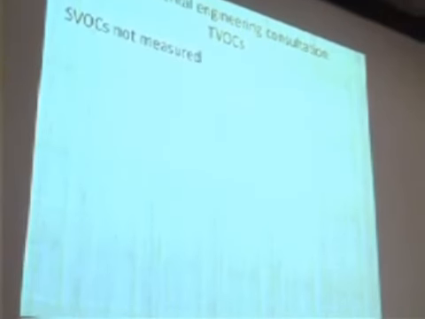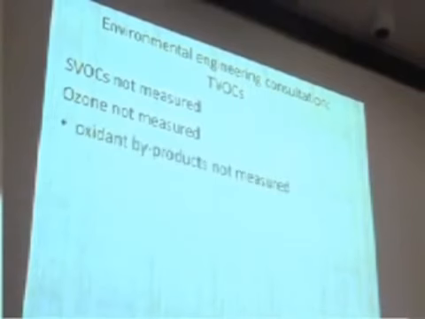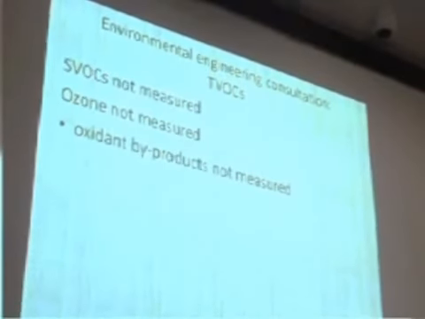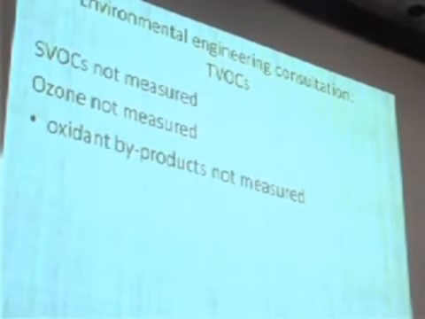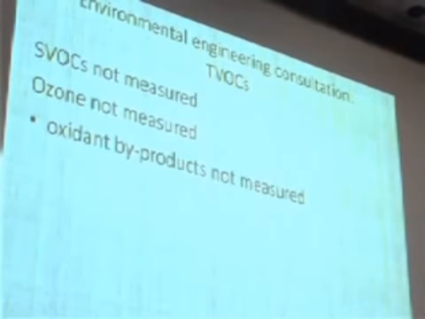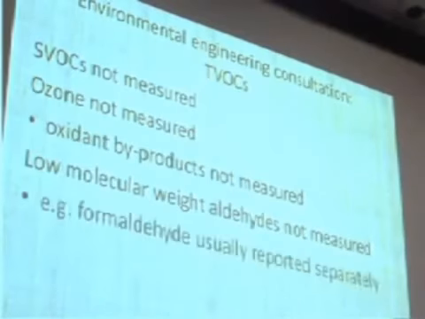Semi-volatile organic compounds aren't measured. Ozone's not measured. The byproducts are called oxidants. When ozone mixes with other chemicals and makes new chemicals, we call them oxidants because they have a bit of oxygen in them. They're not measured. Low molecular weight aldehydes, whatever those are, aren't measured. The famous one everybody's probably familiar with is formaldehyde. If it's reported, it gets measured and reported separately.